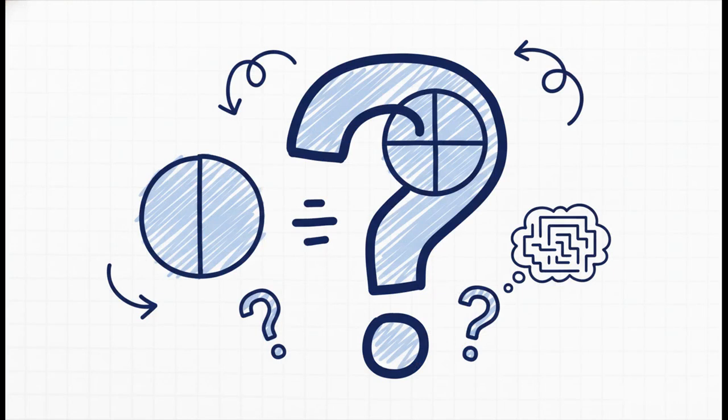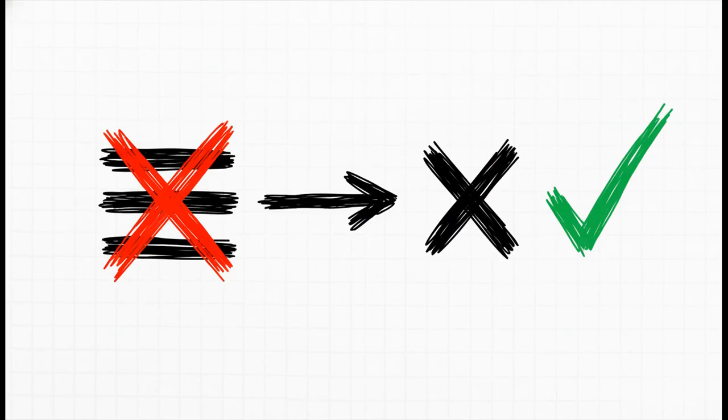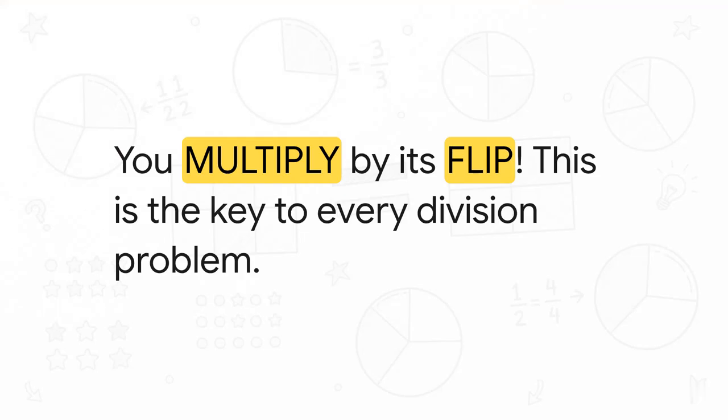Well, the rule for dividing fractions is a little bit strange. It's kind of counterintuitive when you first hear it. Because get this, to divide by a fraction, you don't actually divide at all. In fact, you do the exact opposite. Yup, you heard me right. Here's the trick, and it's the key to every single division problem. You multiply by its flip.